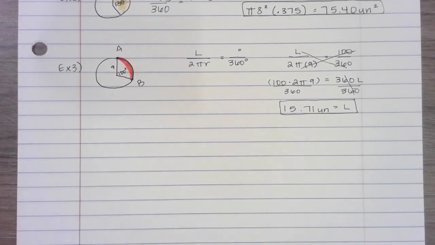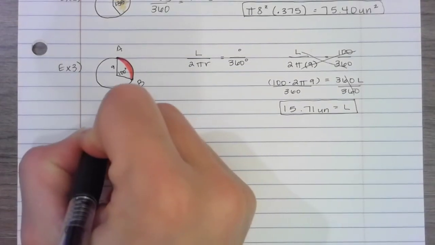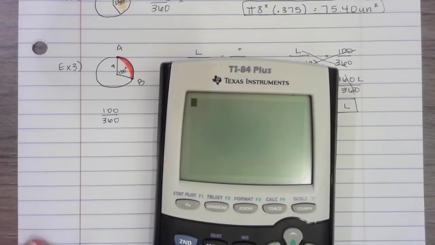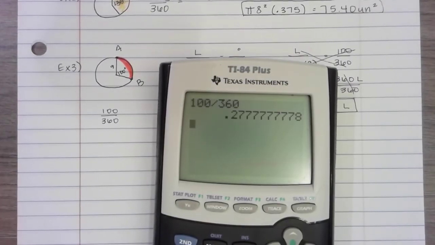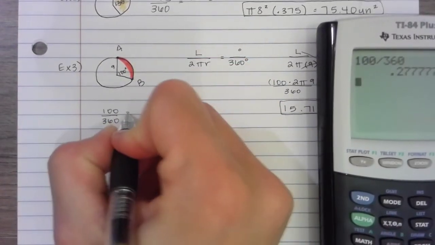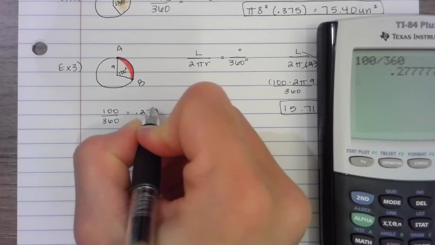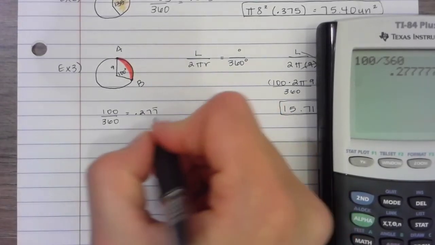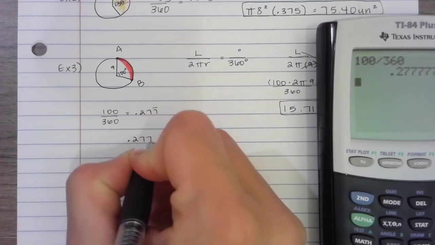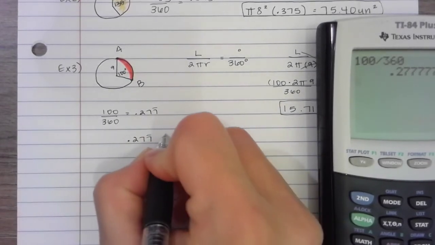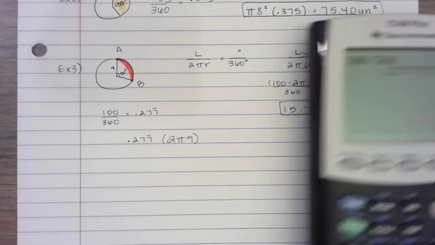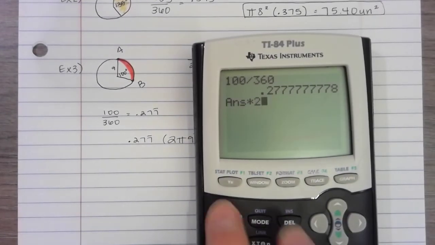You could do it that way. You could do it the other way. You could say, well, 100 divided by 360. You could just type that into your calculator. Now, here's where you probably wouldn't want to write it down and then re-multiply it. I'm going to write it here just for the sake of having it on my paper. But if I want to take that measurement and multiply it by the whole circumference, 2 pi 9, do that right away in your calculator.